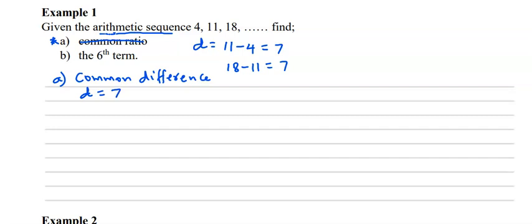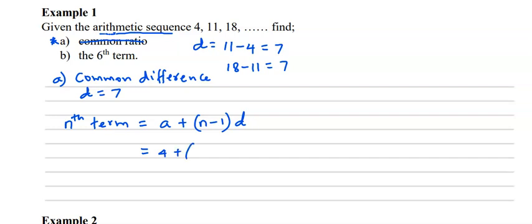Once you have gotten the common difference, like we have for part A here, the second thing is to find the 6th term. And remember, we said previously that to find the position of the term, we use the formula nth term is equal to a plus n minus 1 times d, whereby a is the first term. Looking at it, the first term here is 4.